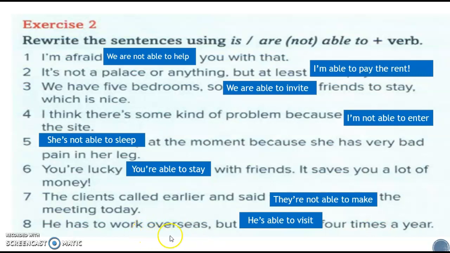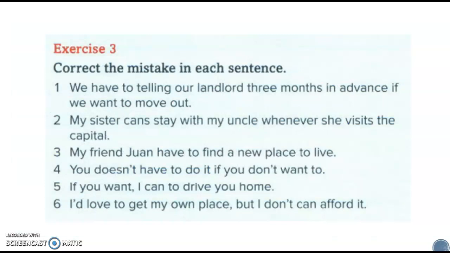He has to work overseas, but she's able to visit 4 times a year. Okay, let's continue. There are some mistakes here, and we are going to correct them. First of all, we have to tell him, look at it. When I use the preposition to, the next verb we use is an infinitive. So I have to tell our, let's say, dear. We don't need ing at the end of this verb because there is a preposition to.